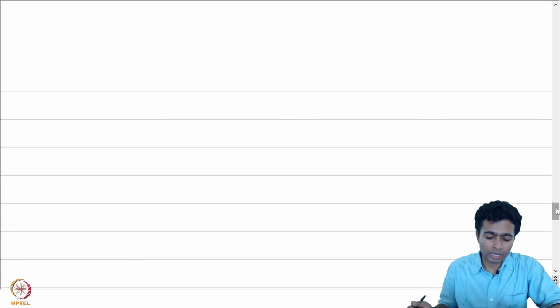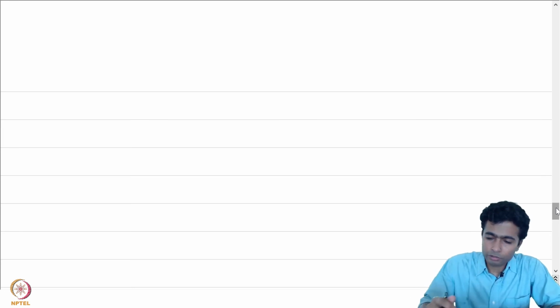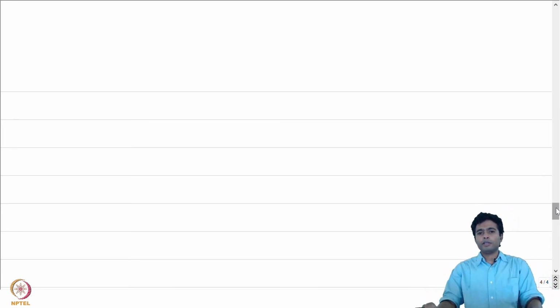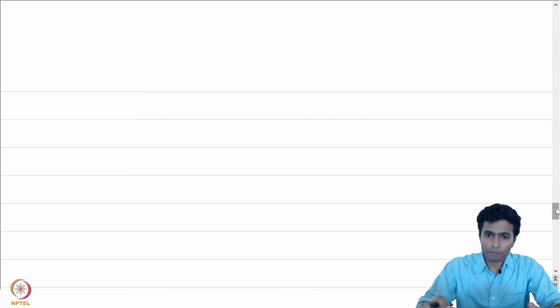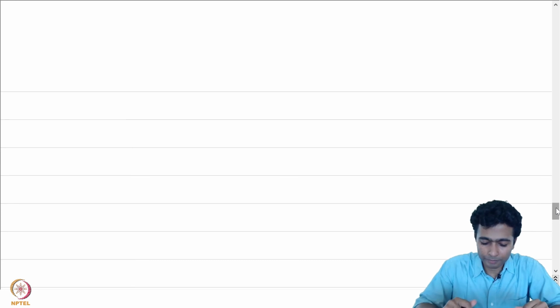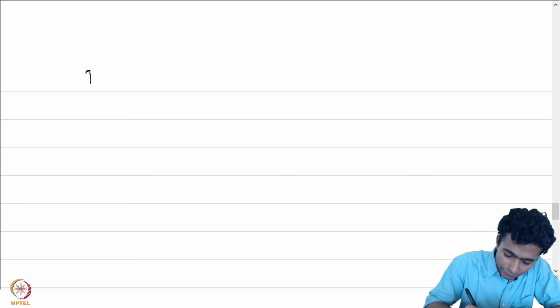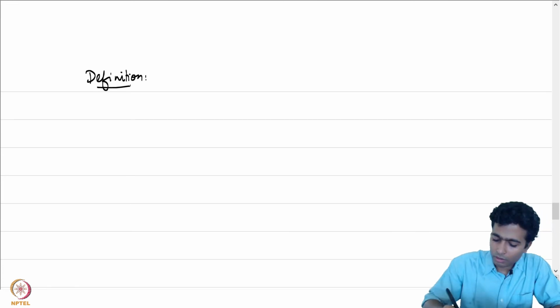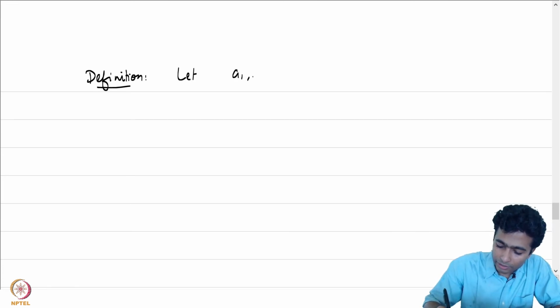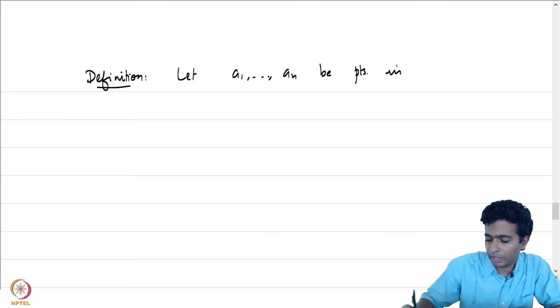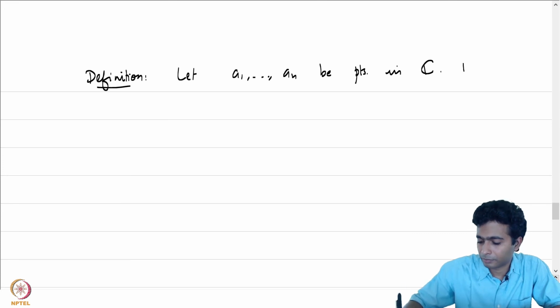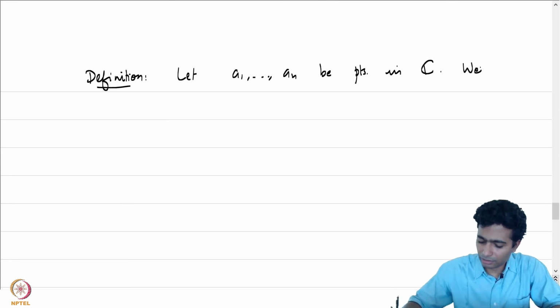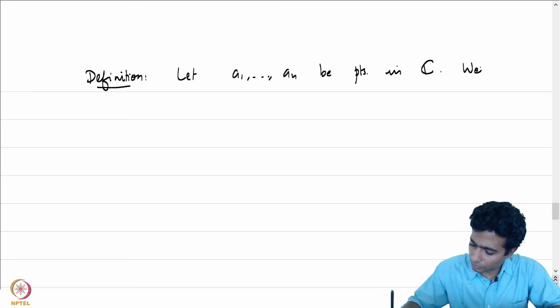Let's take a polynomial and prove that the roots of the derivative of the polynomial will be in the convex hull of the roots of the given polynomial. Let me just define in that case what the convex hull of a set in R² will be. Let A1 to AN be points in C. In fact, we can define this in Rⁿ, but let me just focus on C because that's all we need.